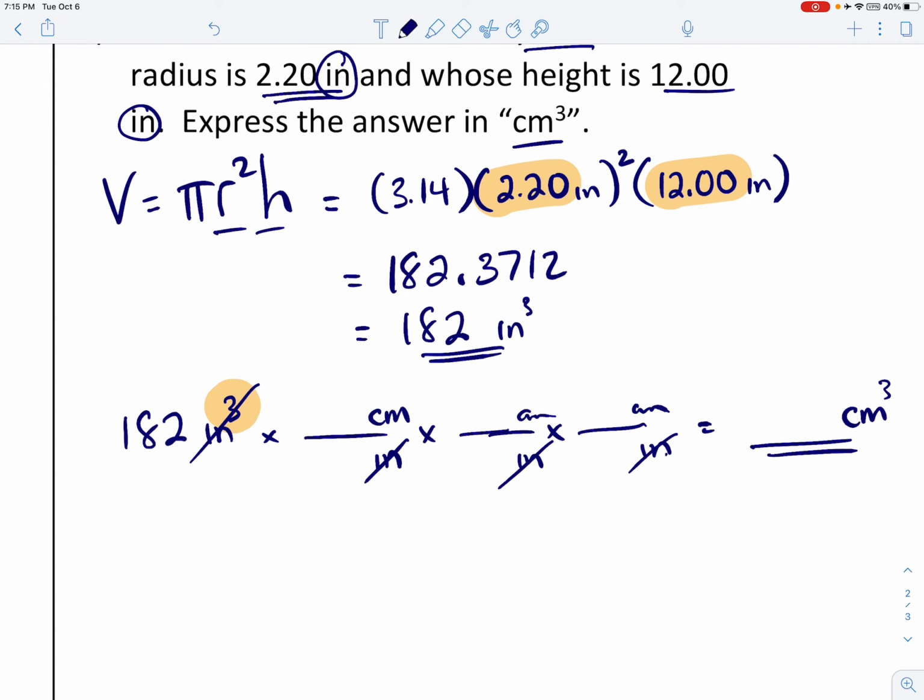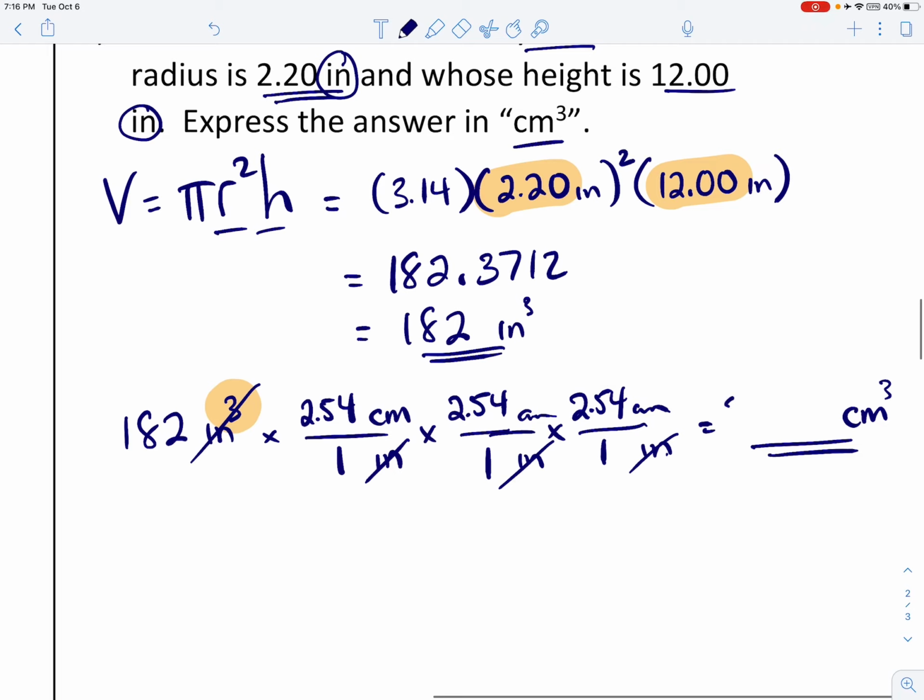Now the recipe for inches and centimeters, say it to yourself. There are 2.54 centimeters in 1 inch. So I'm going to put 2.54 beside centimeters, and I'm going to put 1 beside inches. I'm going to do that 3 times. 2.54 centimeters in 1 inch. Grab your calculator and get the answer to that.